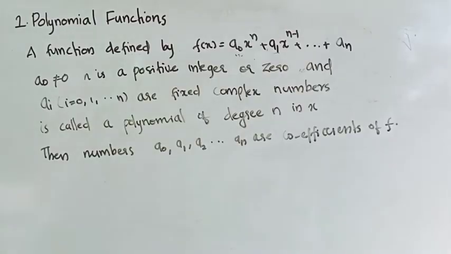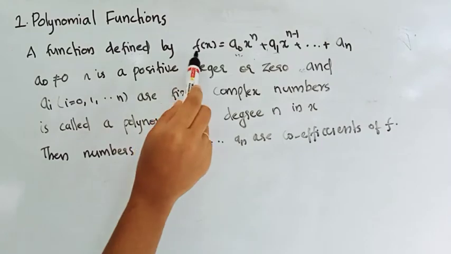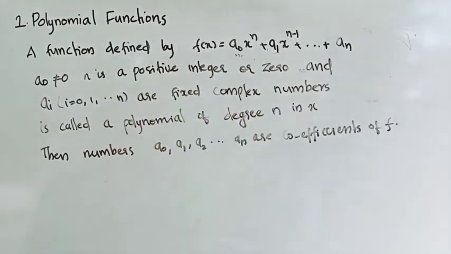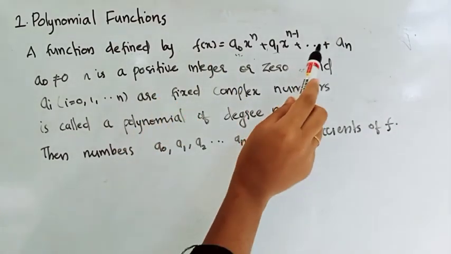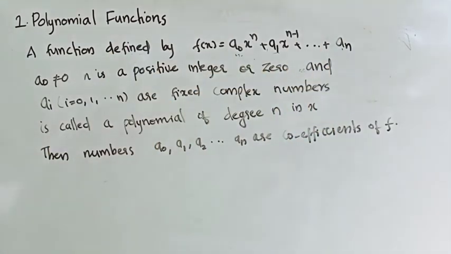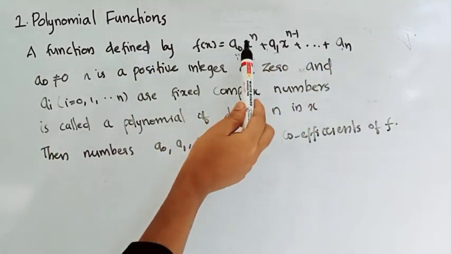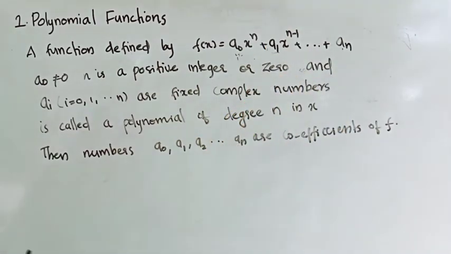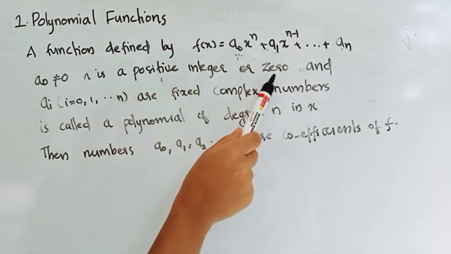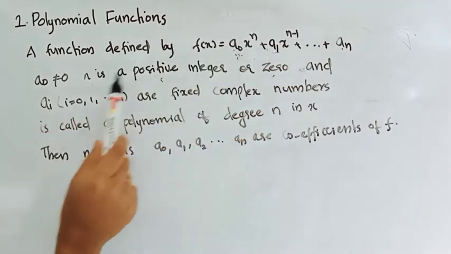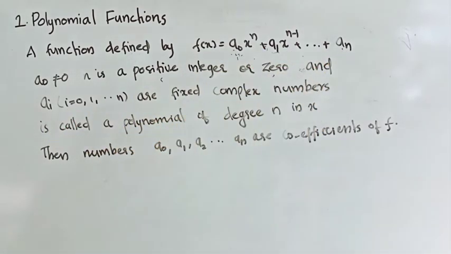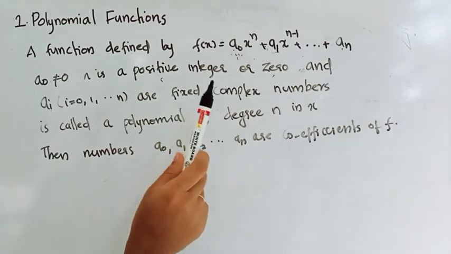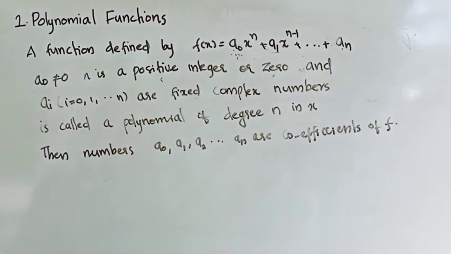f of x equal to a naught x raised to n plus a1 x raised to n minus 1 plus etc. plus an. So, a polynomial function will be in the form a naught x raised to n plus a1 x raised to n minus 1 plus etc. plus an, where a naught is not equal to 0 and also n will be a positive integer or 0, and then ai, which means a naught, a1, a2, etc. up to an, these ai will be complex numbers, fixed complex numbers. Then it will be called a polynomial of degree n in x.